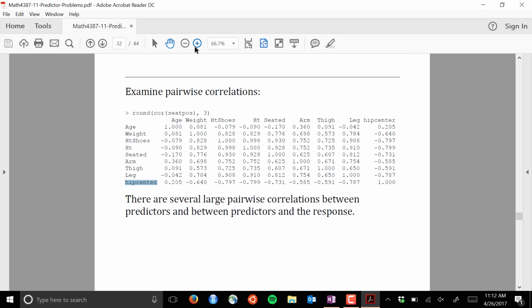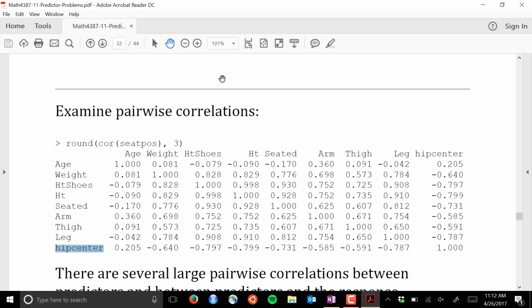So I'll zoom in a little bit here so we can see it a little bit better. Essentially what we're doing here is trying to identify large pairwise correlations. Of course, the diagonal elements of our correlation matrix are going to be 1 because each regressor is going to be perfectly correlated with itself. Then we're looking for other variables that have a large pairwise correlation. For example, the pairwise correlation between height and height shoes is 0.998. There's almost a perfect one-to-one relationship between those two variables.